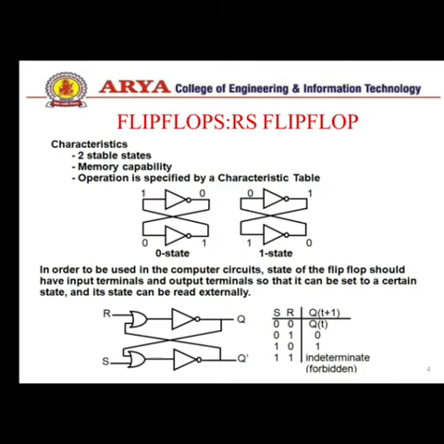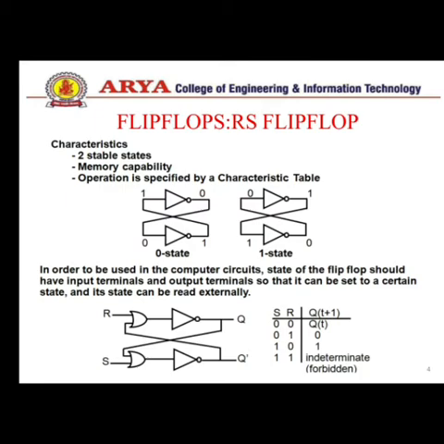So in order to use this in computer circuits, the state of the flip-flop should have input terminals and output terminals, so that it can be set to a certain state, and its state can be read externally. So we will implement this circuit into our flip-flop. We know that a NOT gate is cross coupled to the second NOT gate. So we put some other gate at the input.